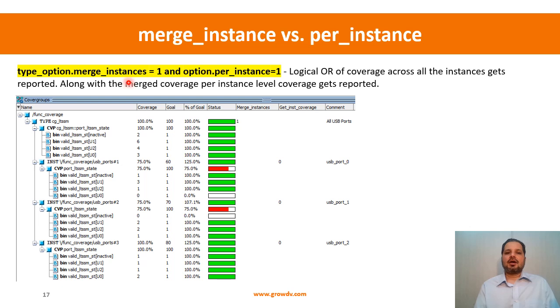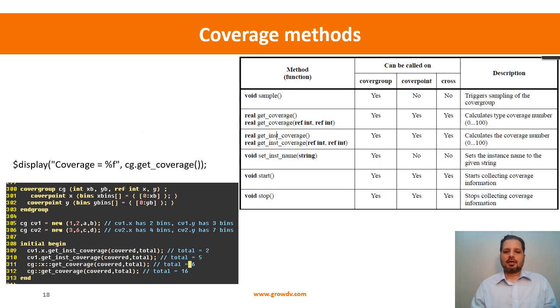Okay, so here we are doing merge_instance equal to 1 and option per_instance equal to 1. Here what happens is, we have the same results at the instance level, right? So you see that the per instance level result has not changed. I have just set merge_instance to 1, and the view at the overall type level has changed. Now it has become 100% because it is able to find the unique coverage, right? For example, this instance itself is 100%. So if any one instance is 100%, your overall type becomes 100% because it's a logical OR of all the instances.